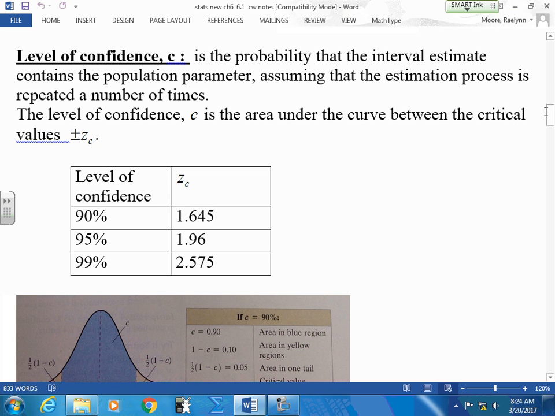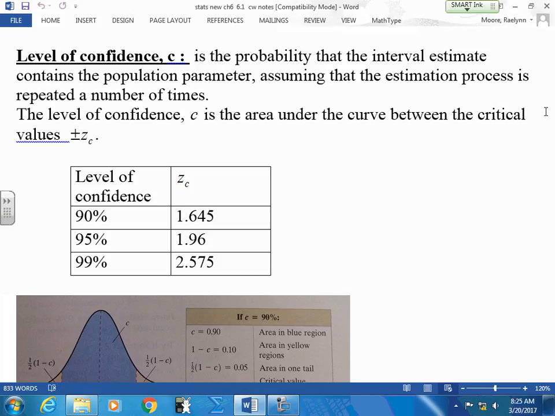Here are your levels of confidence. These are going to be given to you in the problem. We just have to deal with them. A level of confidence, C, is the probability that the interval estimate contains the population parameter, assuming that the estimation process is repeated a number of times. You know, in probability, you just can't say something once. You've got to repeat it until you're sure that it's working.